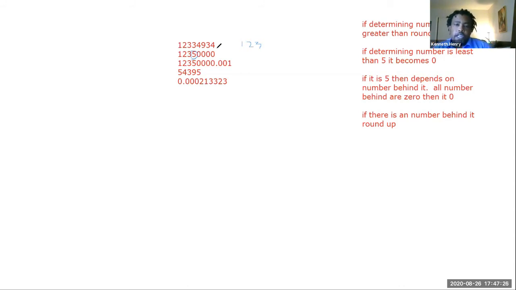So you don't want to forget your space holders. How many zeros should I have as space holders? 5. 1, 2, 3, 4, 5. That's correct. So it's 12,300,000. Okay. Piece of cake.